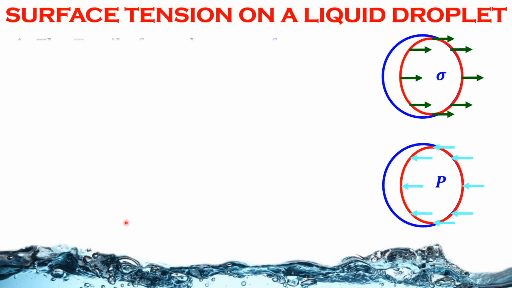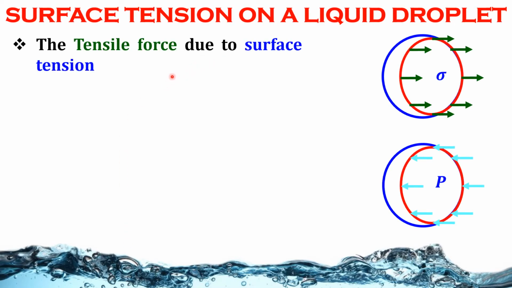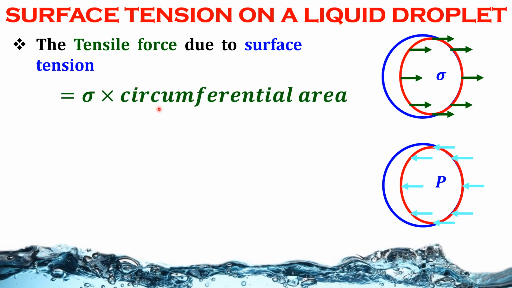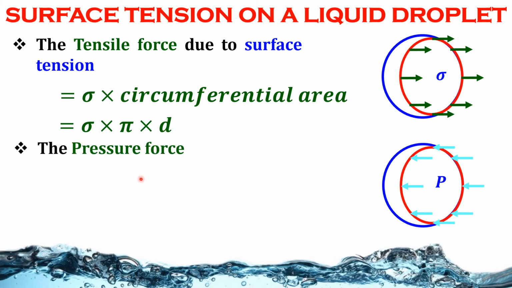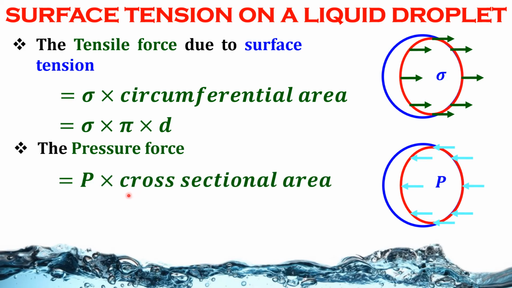First, we are going to calculate the tensile force due to surface tension, which is equal to sigma times the circumference. The circumference is pi d. Therefore, it is equal to sigma times pi times d. Next, we calculate the pressure force, which is equal to P times the cross-sectional area. We know that the cross-sectional area is pi by 4 times d squared.